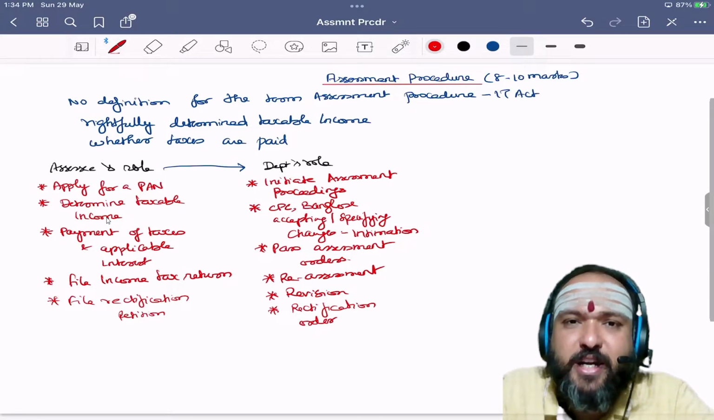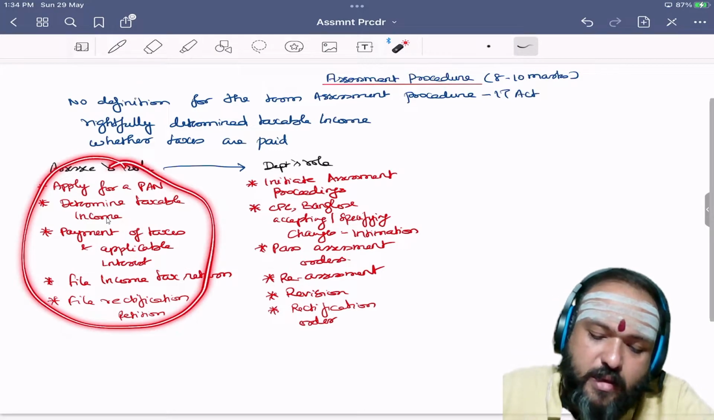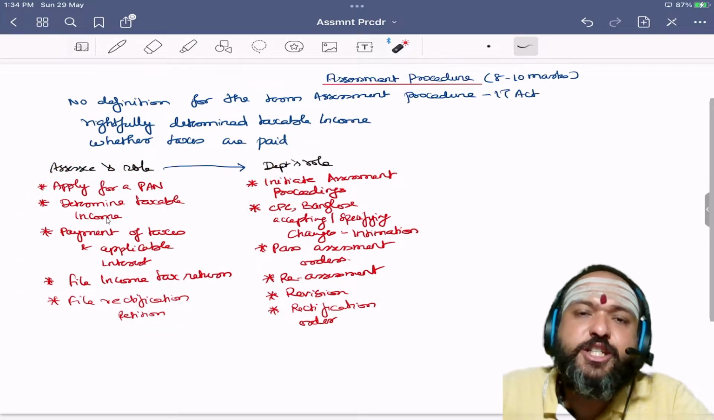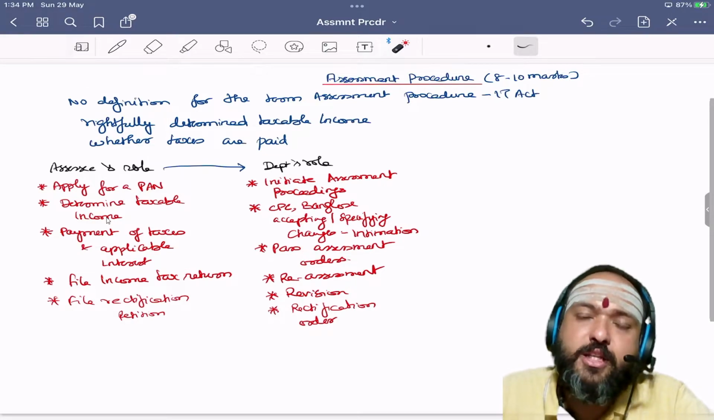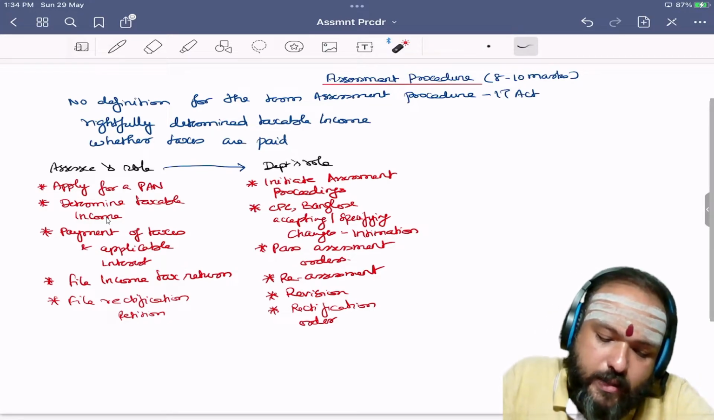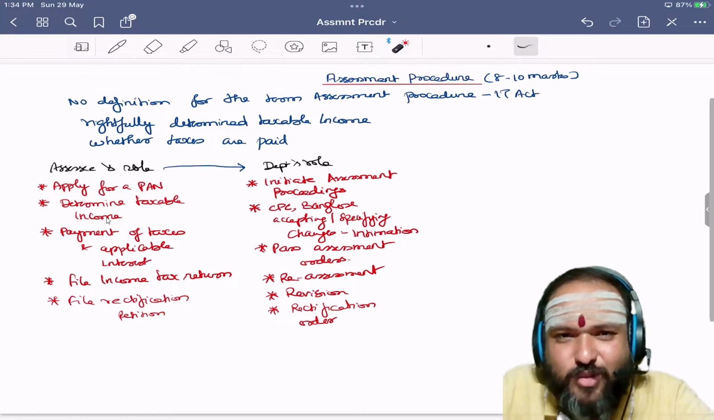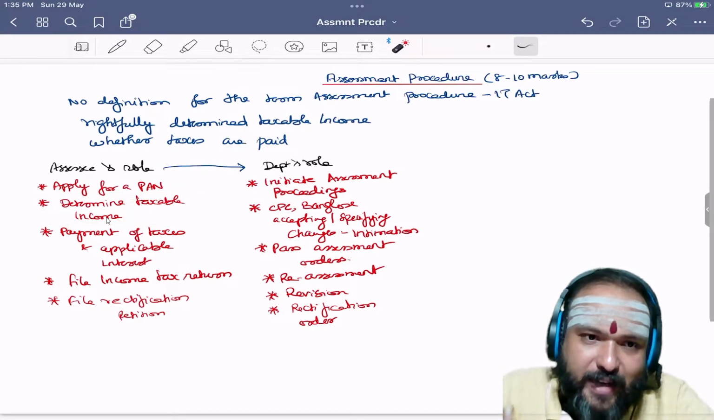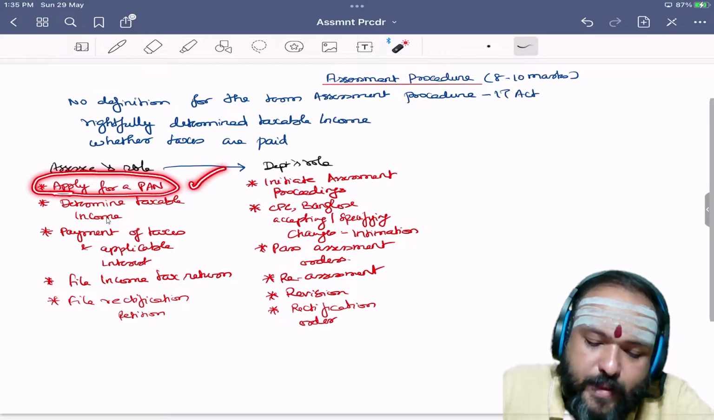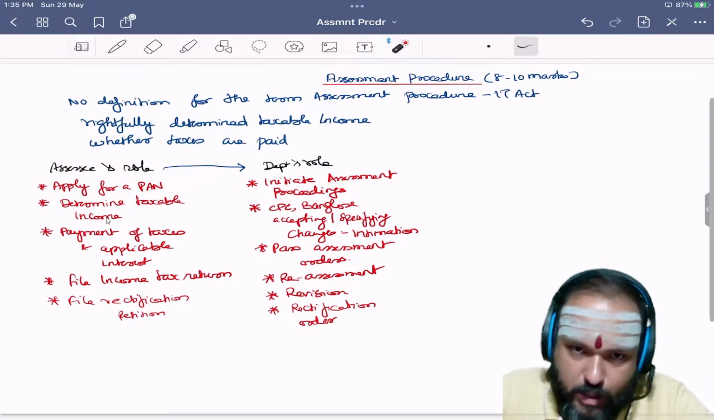So we are here to study what? We are here to study what is the role of assessee, what is the role of department in detail. So the intention is to find out what is assessee's role in this procedure, what is the department's role in this procedure. Now, this portion, determination of taxable income, is covered under your 5 heads of income. So we will not be discussing that right now. Application of PAN, this is one part we will be going through right now.